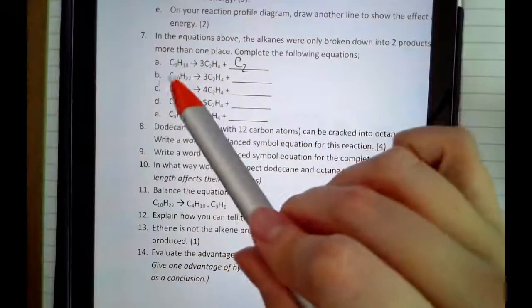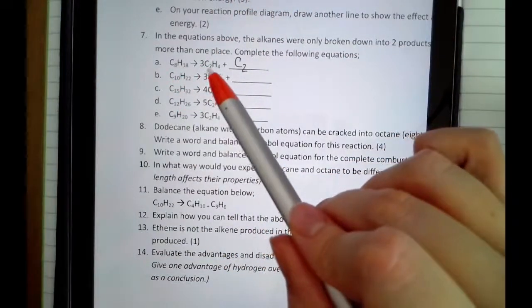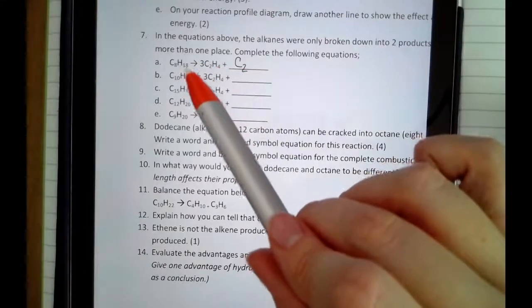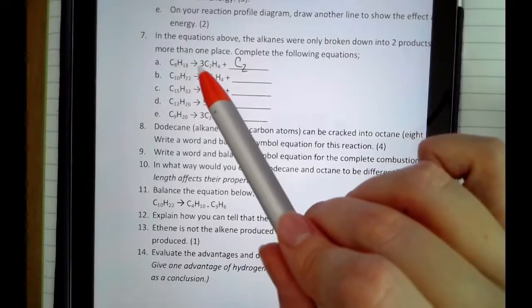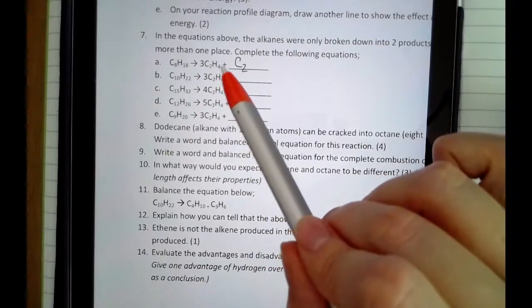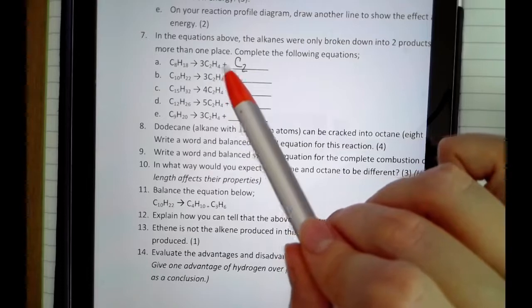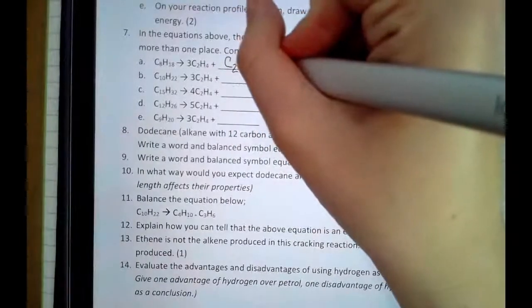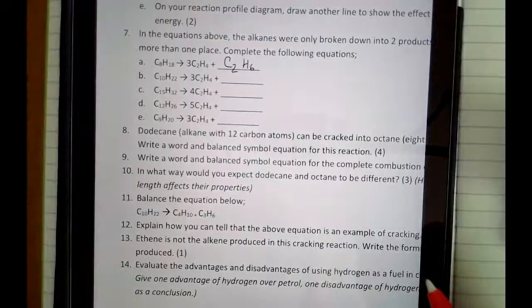Okay, 8 carbons on the left, 3 times 2 is 6 on the right, plus 2, now I've got 8. If I look at my hydrogens, I've got 18 on the left, and 3 times 4, I've got 12 currently on the right. I need to have 18, which means I need another 6. So that must be my missing product.